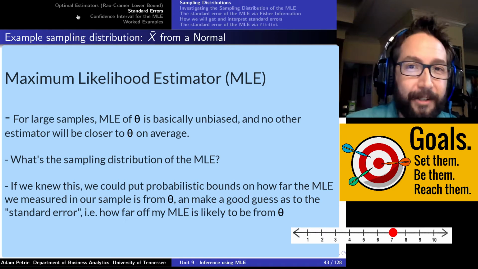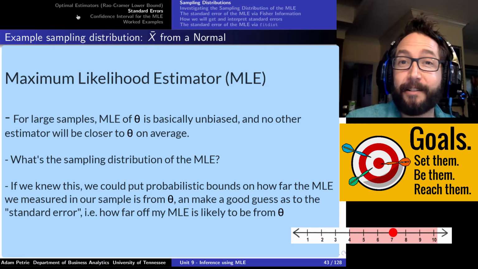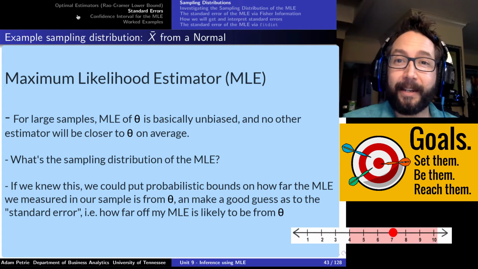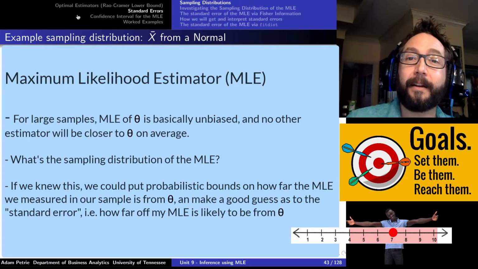I can put probabilistic bounds on how far away it is, and come up with not only an idea of a standard error, typically how far off my estimate is, but also a confidence interval, a range of plausible values for theta based on the data that I collected.